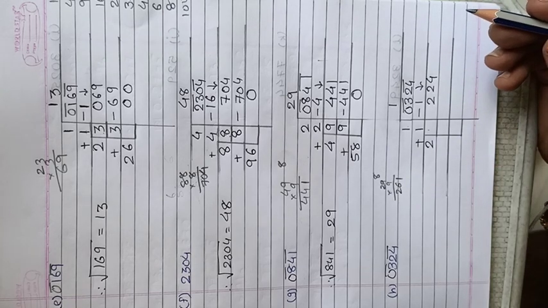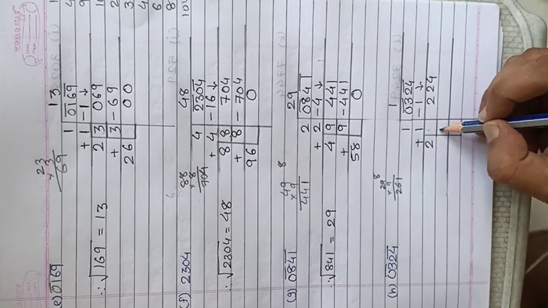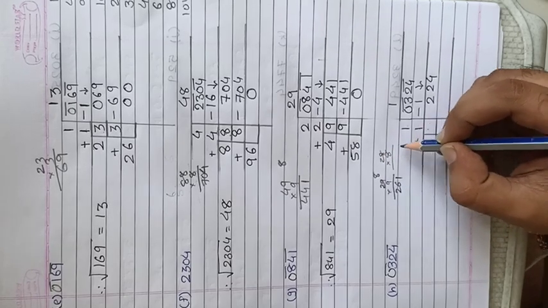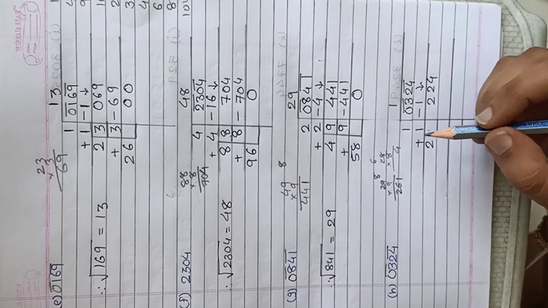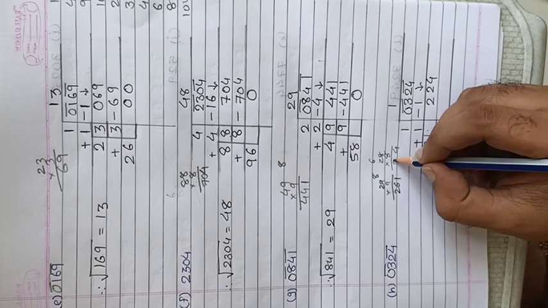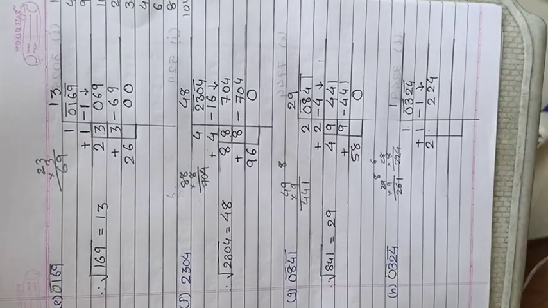Now we have to take the previous number. The previous number to 9 is 8. So let's try with 8. So it will become 28 into 8. So 28 into 8. 8 8s are 64. 8 2s are 16. 16 and 6 is 22. So it is coming exact. So 8 is the correct one.